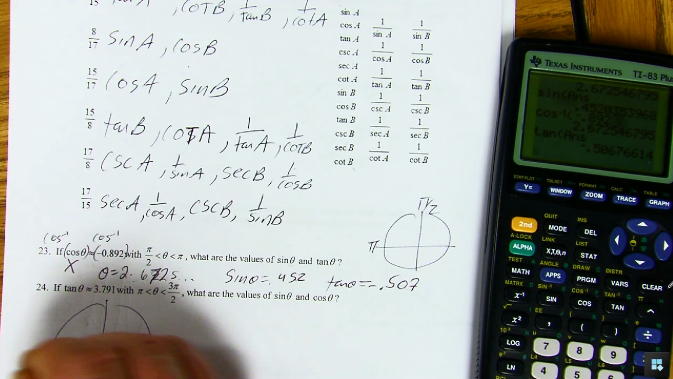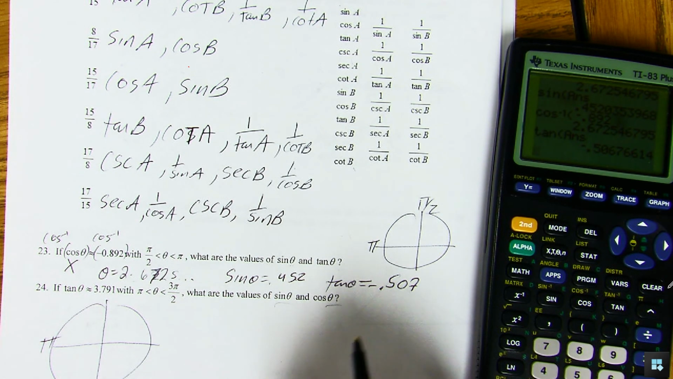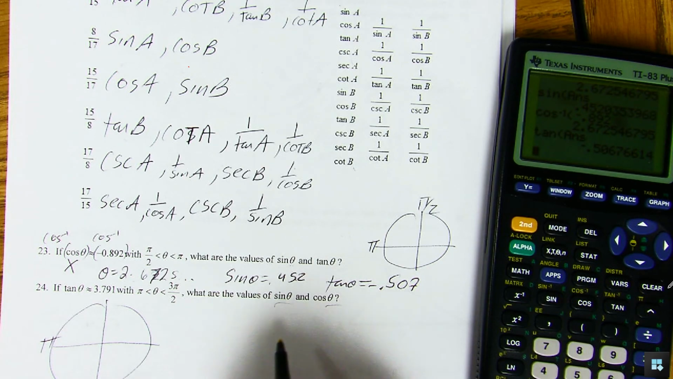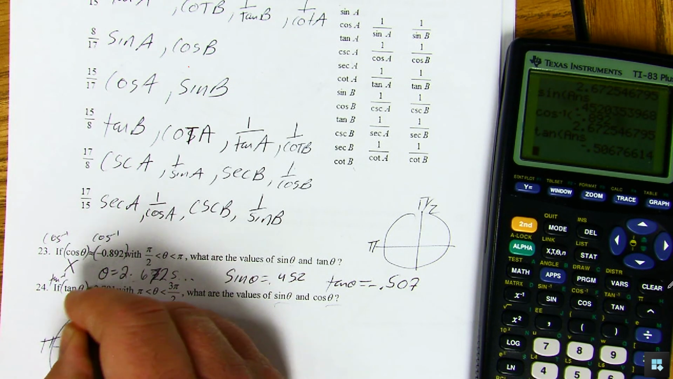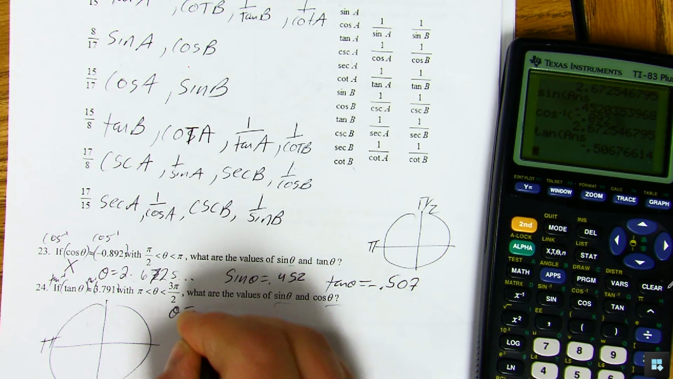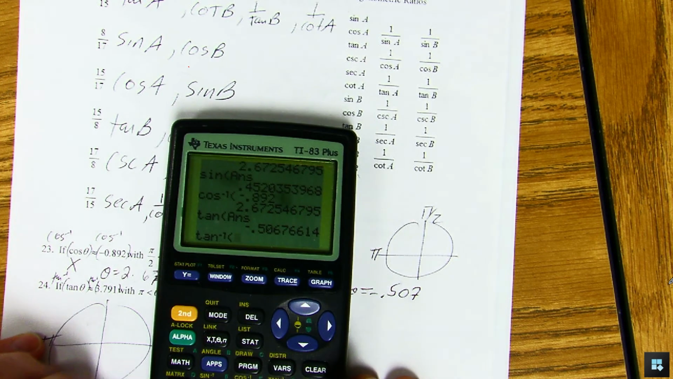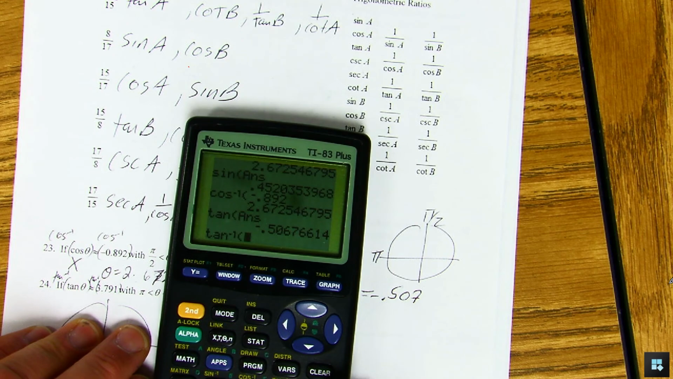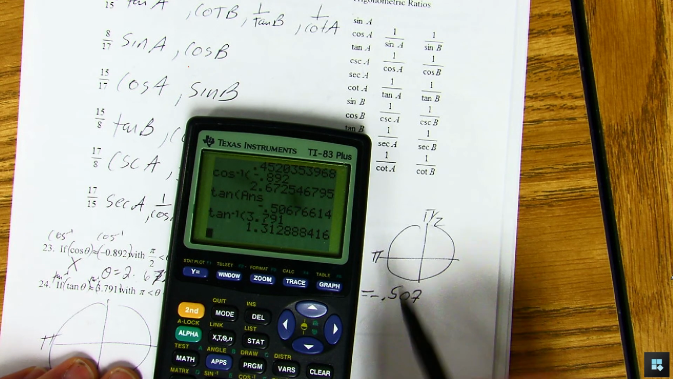Okay, if tangent of theta is this, between pi and 3 pi over 2, so remember now, pi and 3 pi over 2, that's here to here, both sine and cosine are going to be negative. So I would tell you to take the inverse tangent of that. That's going to tell us what theta equals. So on my calculator, I take second tangent, inverse tangent of 3.791. Hit enter. That tells me what theta is.